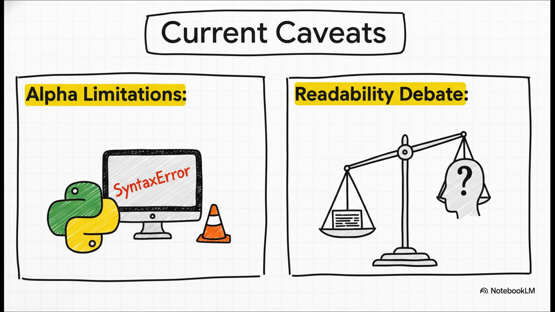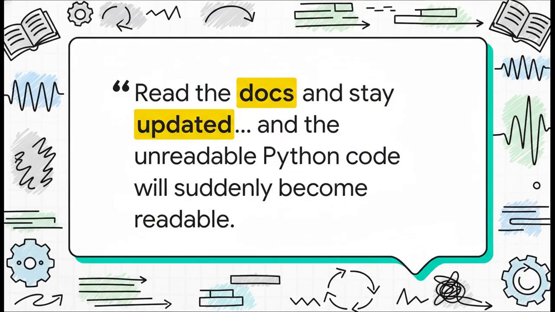First, if you go and grab the latest alpha of Python 3.15 right this second, this isn't going to work yet. It actually throws a syntax error. Second, there's always the readability debate. Whenever a cool new shortcut gets added, some folks will argue that it makes the language harder for newcomers to understand. But here's a fantastic counter-argument to that. The key to readability isn't about keeping a language frozen in time. It's about continuous learning. As the quote says, if you read the docs and stay updated, the unreadable Python code will suddenly become readable. Language evolves, and as developers, we get to evolve right along with it.